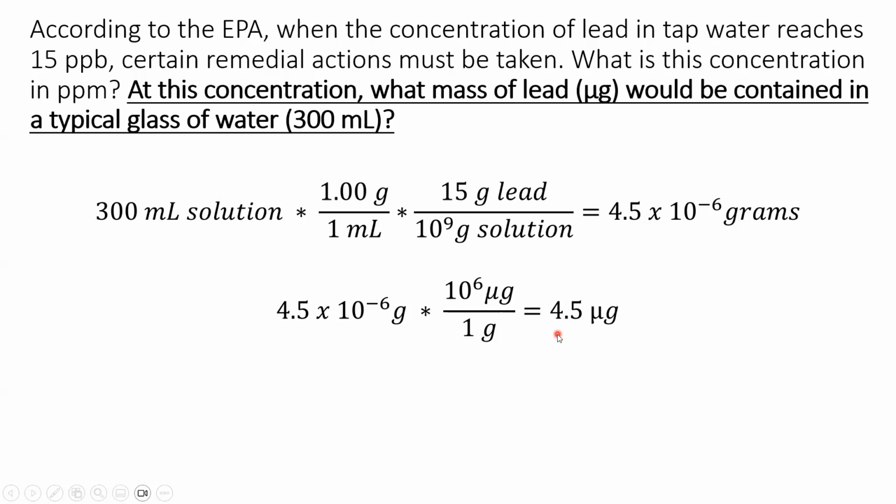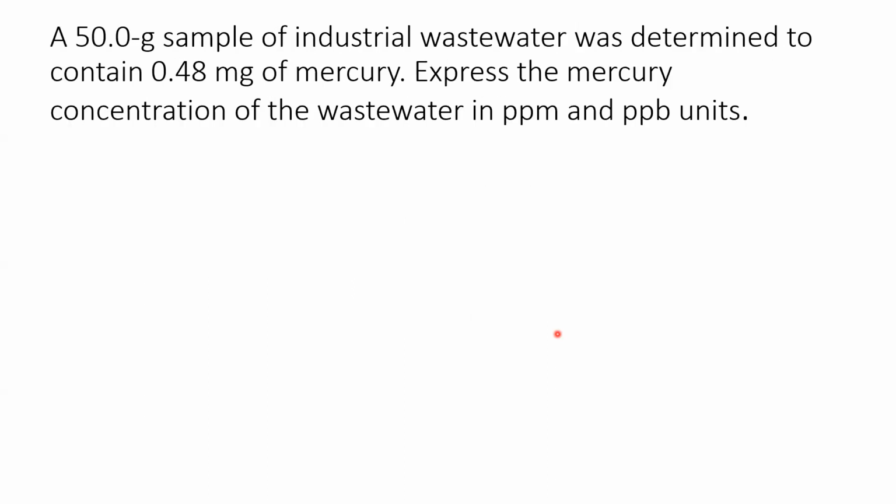So if the concentration of lead was 15 parts per billion, and we had a regularly sized glass of water with that concentration, there'd be 4.5 micrograms of lead. And similarly, a 50-gram sample of industrial wastewater was determined to contain 0.48 milligrams of mercury. We want to express the concentration of mercury in parts per million and parts per billion for that sample.